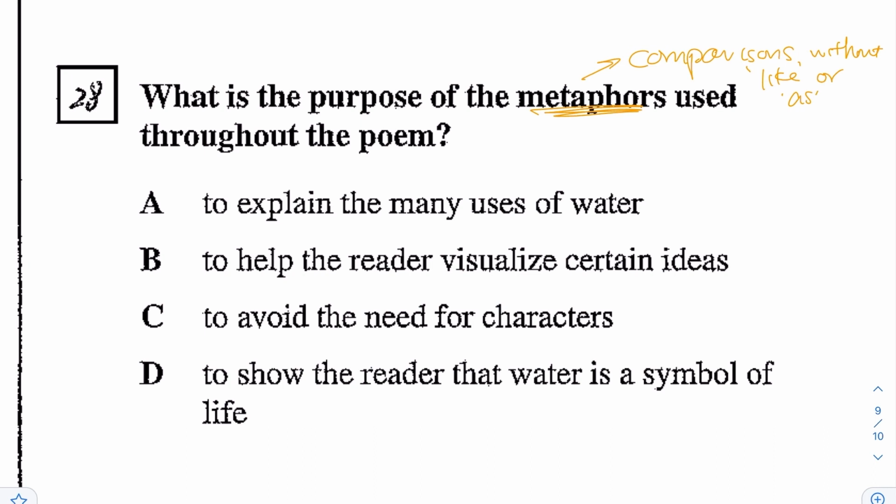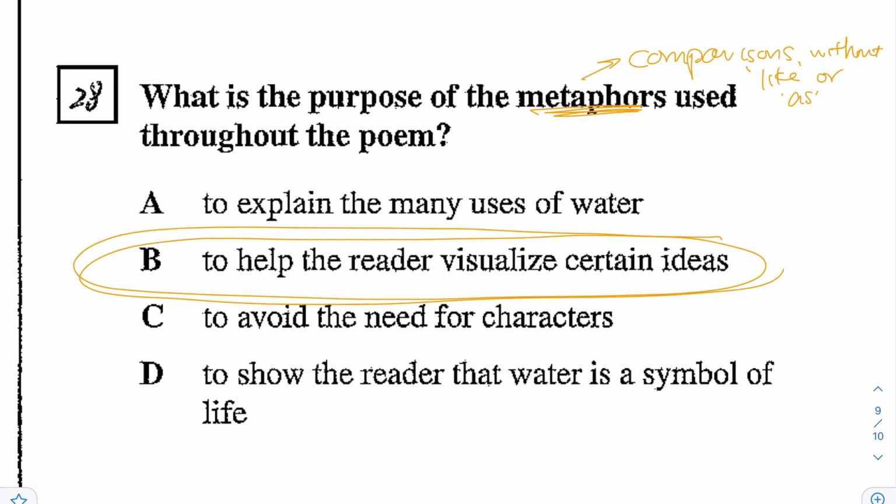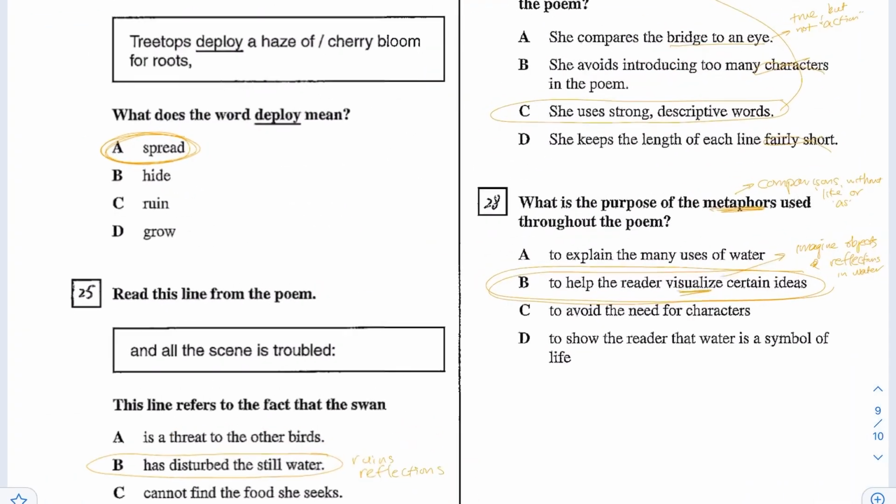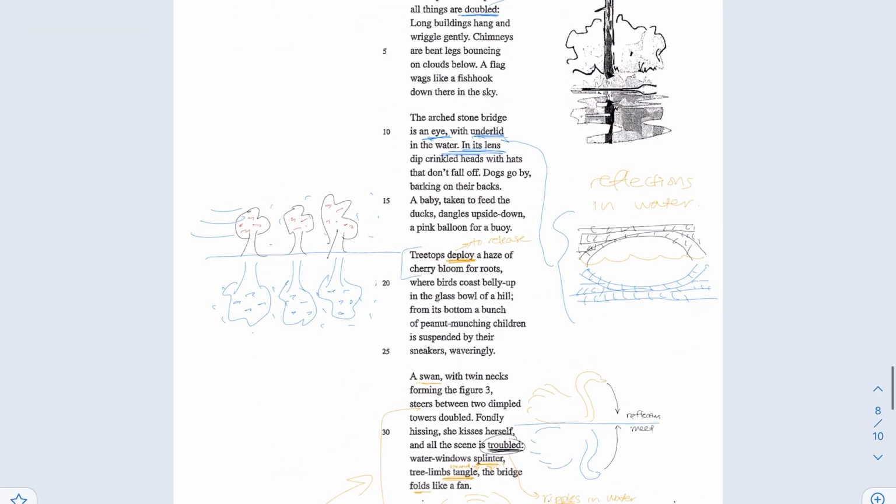So next, number 28, what's the purpose of metaphors used throughout the poem? So when you have metaphors, the reason why we're doing comparisons is so that we can help the reader visualize certain ideas. So here, you're trying to visualize, kind of imagine these objects and their reflections in the water. So in your head, you can kind of imagine these trees being reflected, this bridge looking like an eye, or the swan that looks like a figure 3.